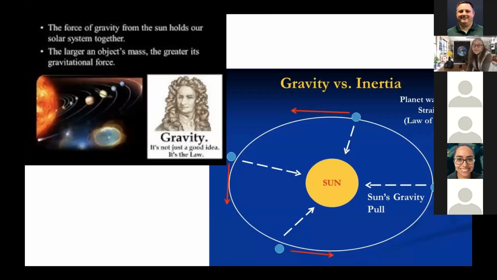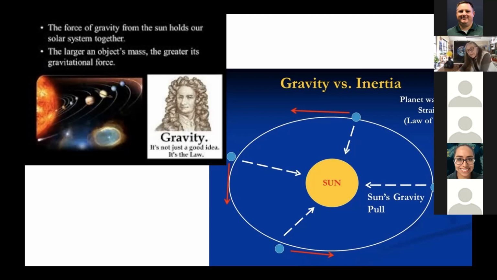So the first person to kind of codify gravity or think about it deeply was Sir Isaac Newton. He had been at university and he had to go out to the country because they were having a big plague in the cities. Sound familiar? Anyway, he had a lot of time to think. And that's where he formulated his famous laws of motion and also the law of gravity. It says that the force of gravity from the sun holds the solar system together. The larger an object's mass, the greater its gravitational force.